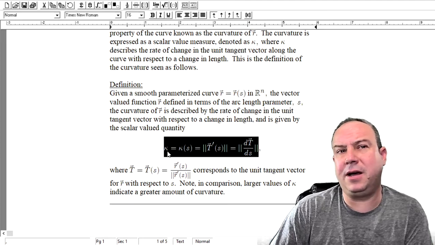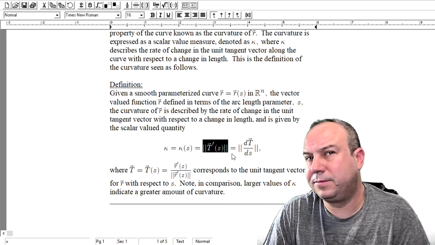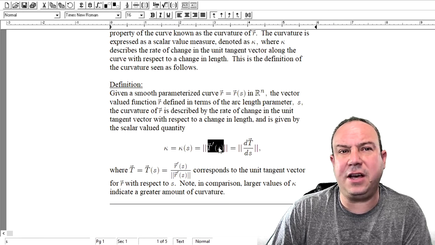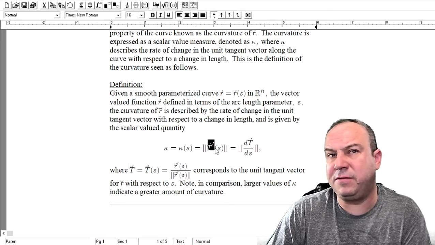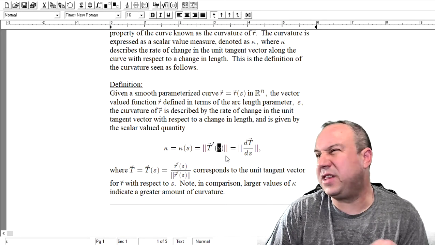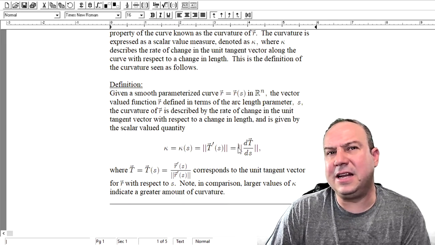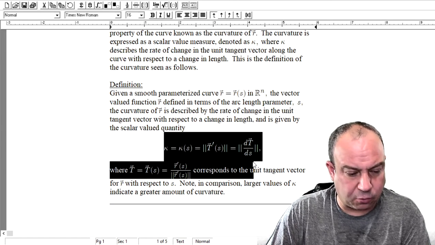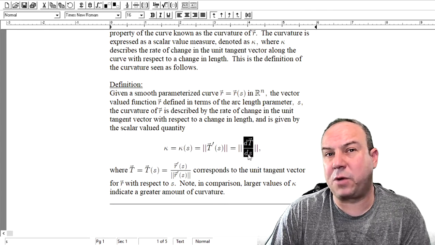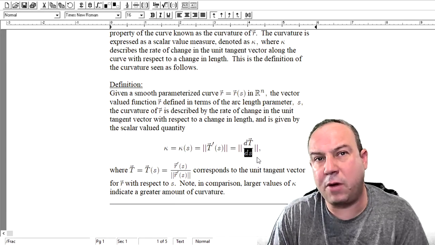Kappa, our curvature, is a magnitude calculation, right? It is the magnitude of the rate of change, the first derivative of our unit tangent vector T bar expressed within the context of the arc length parameter S, all right? It is the magnitude of this rate of change in the unit tangent vector with respect to the arc length parameter.